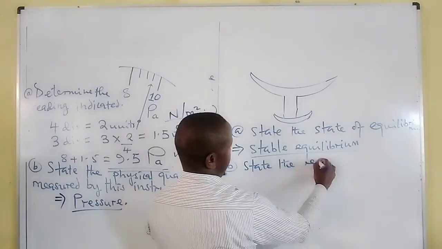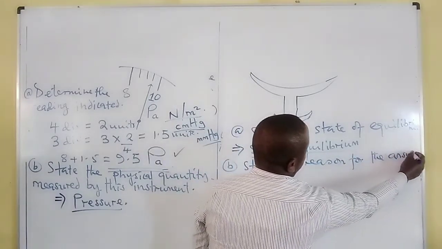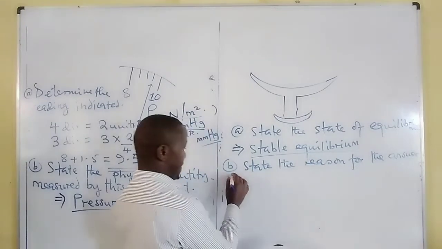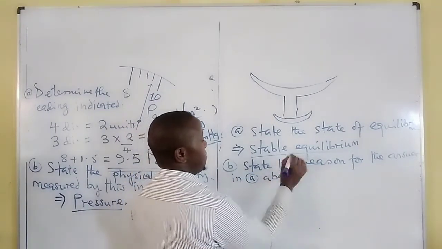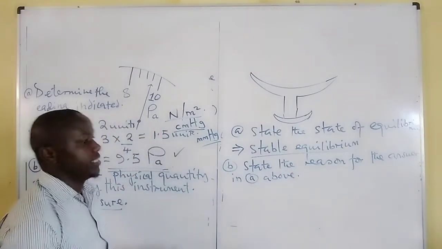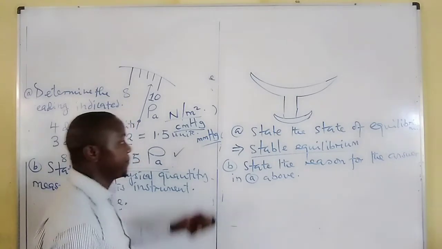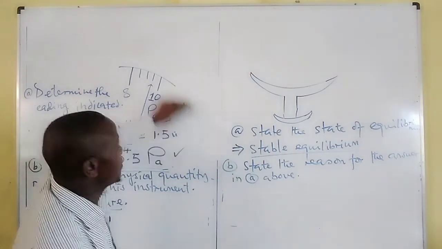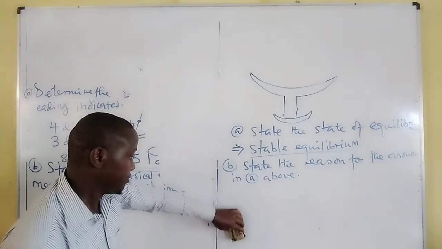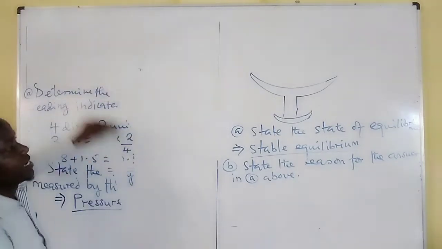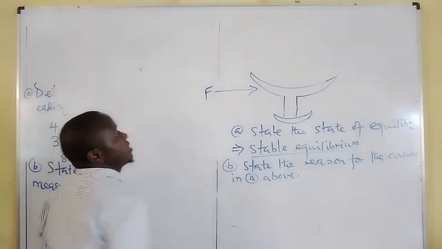State the reason for the answer in A above. Why are we saying that this is stable equilibrium? We know there are only 3 types of equilibrium. Equilibrium, we usually say that the object is slightly displaced by applying some force here.